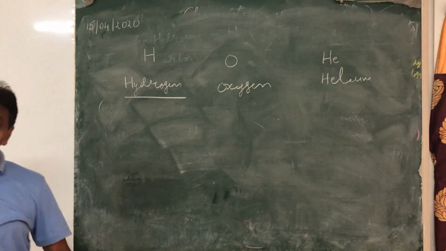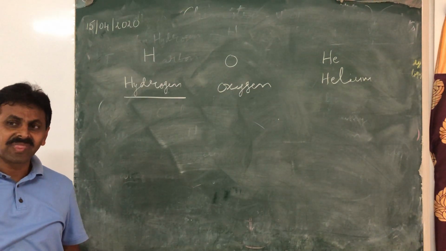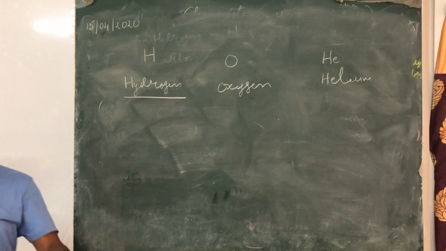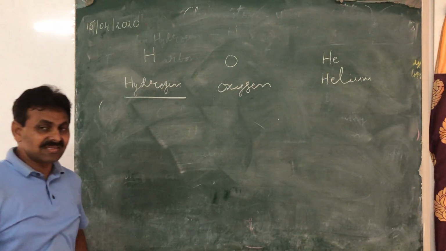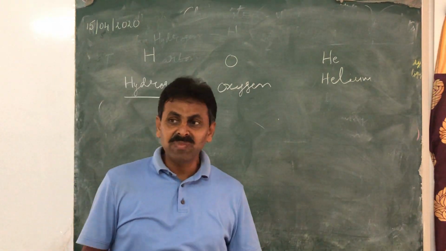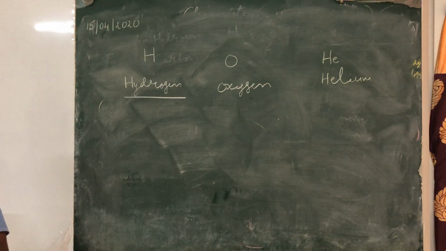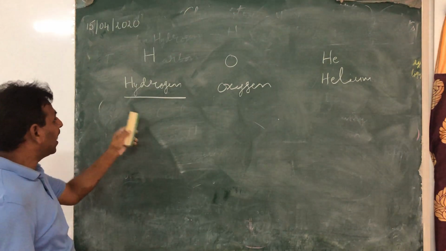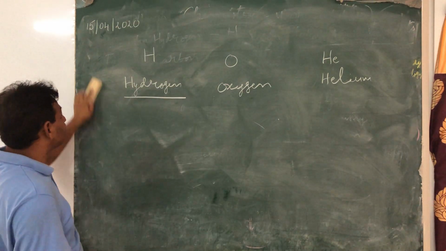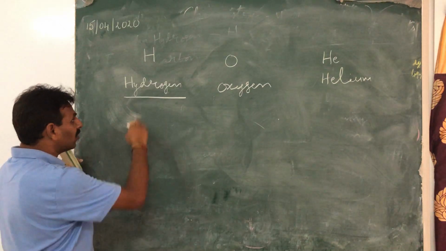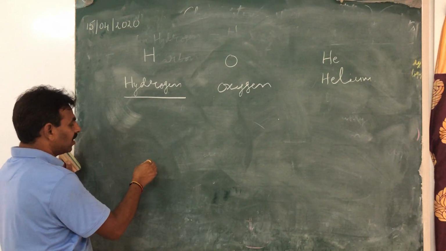So how does this atom look like? What does this atom further consist of? As we just discussed, atoms can be further subdivided into subatomic particles. For example, in case of hydrogen, the atom of hydrogen looks like this, see.